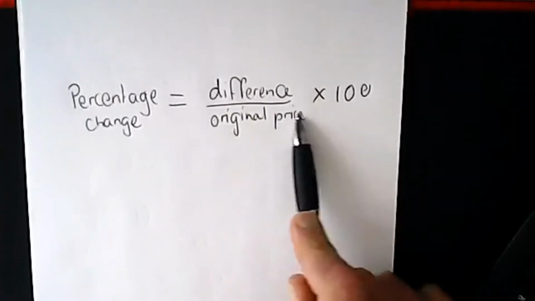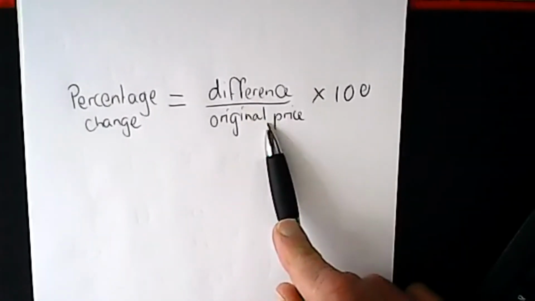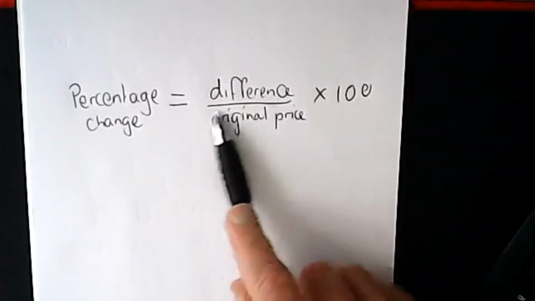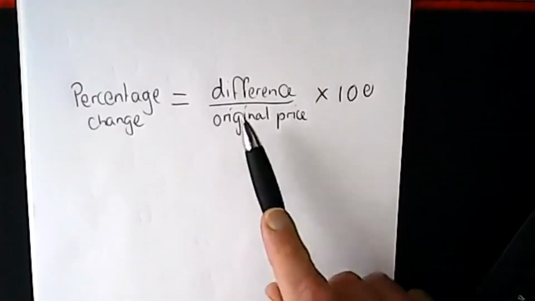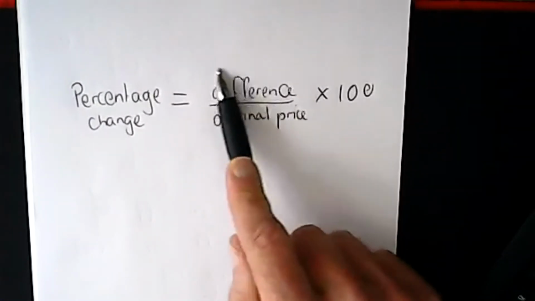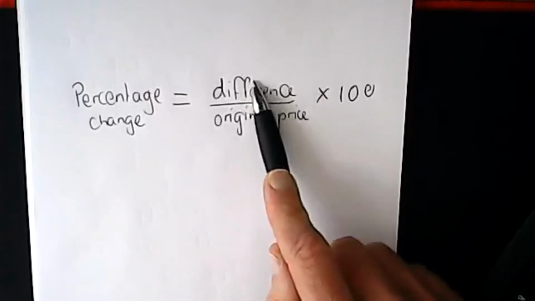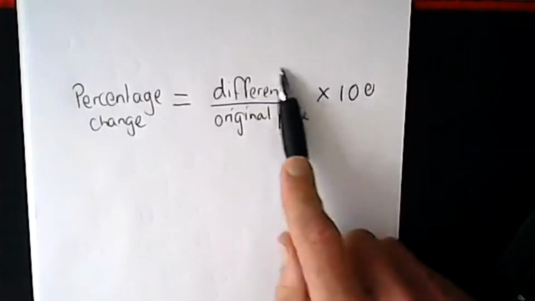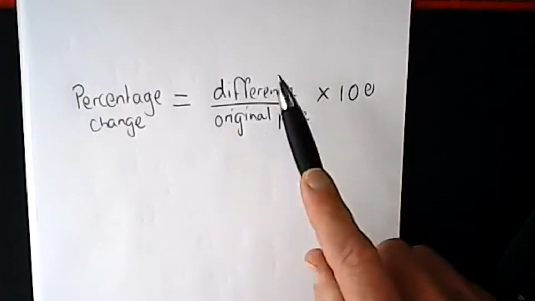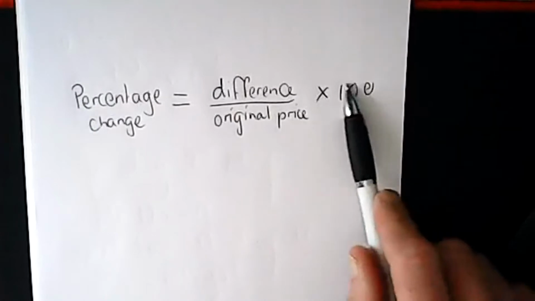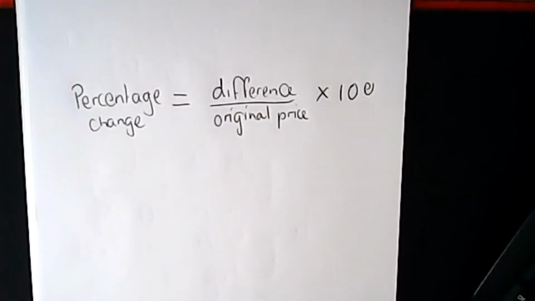So that's why we're using that in this formula. We're not using the current price. What the original price was is 100. The difference, the amount it's changed, is the numerator. So we've made a fraction here: the fraction of what the difference is compared to the original. And then the 100 is used to turn it back into a percentage.